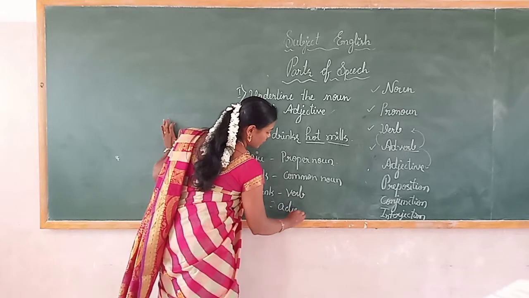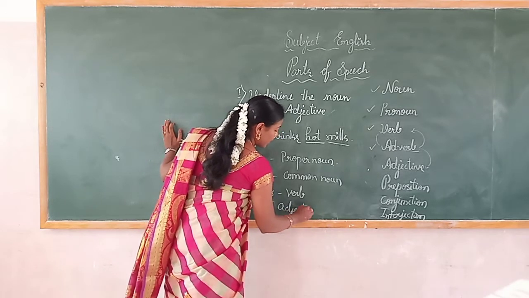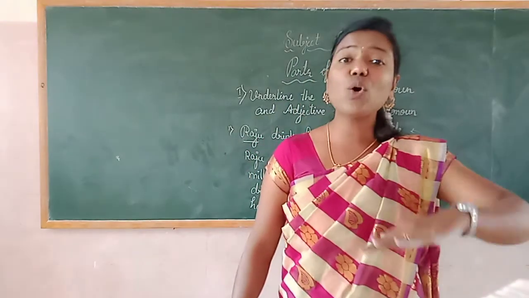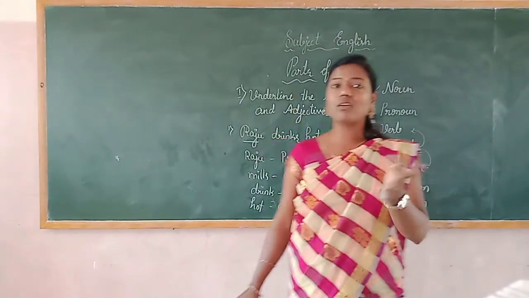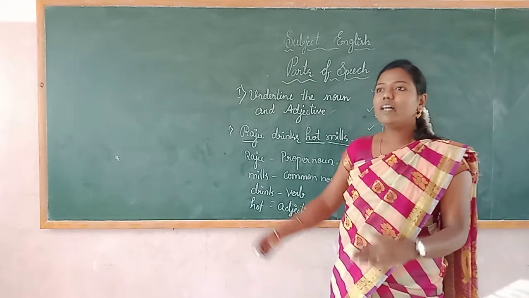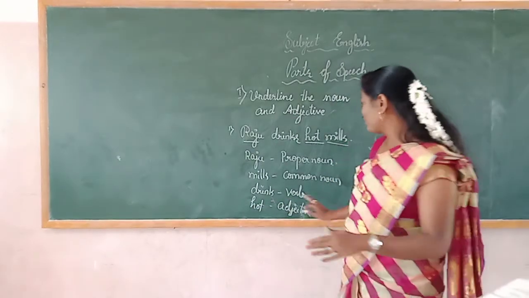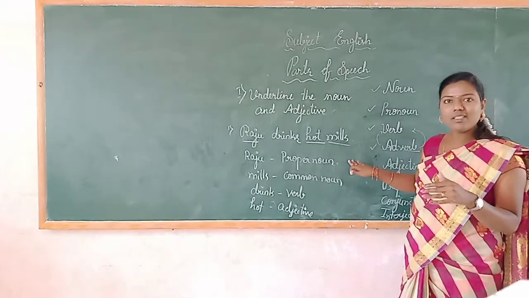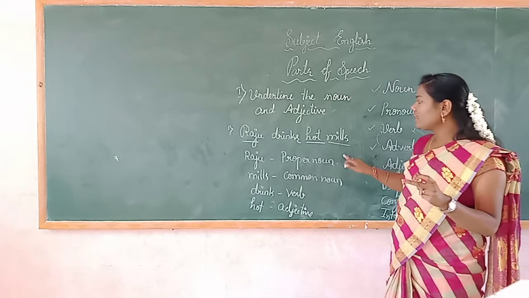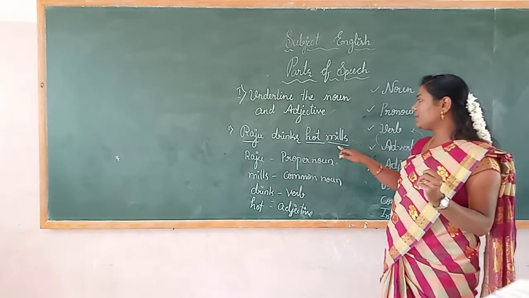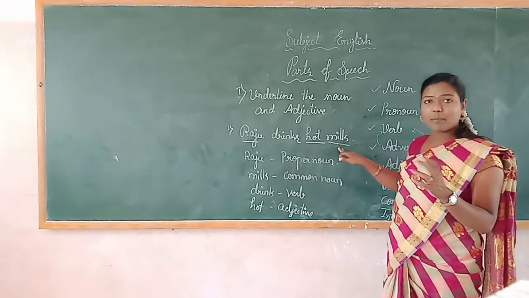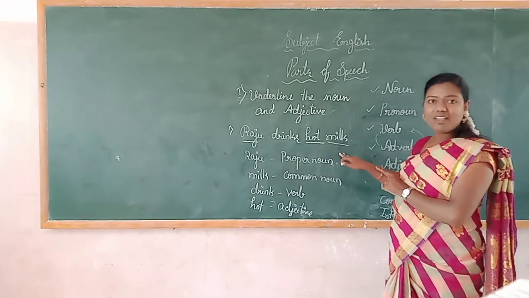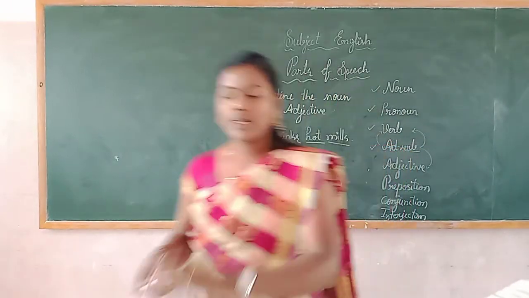He drinks milk, he drinks hot milk, he drinks cold milk. Cold and hot are the adjectives. They tell the speciality of the noun. Which is the noun? Raju and milk are the nouns here. And hot milk represents the quality of the noun here. Next one.